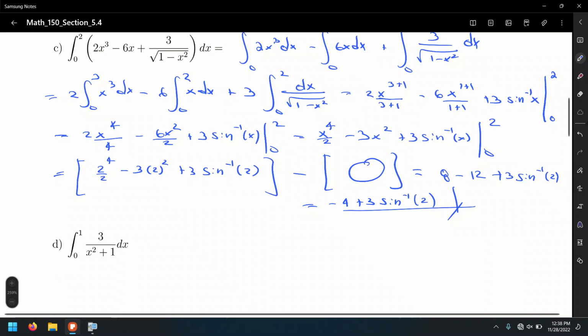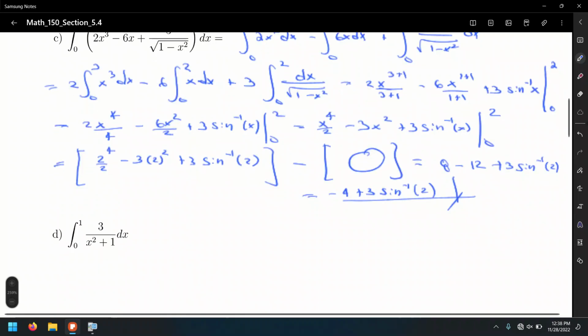Okay. Let's look at one more example here. So that's the integral from 0 to 1 of 3 over x squared plus 1 with respect to x. So what I would do first is take out the 3 outside of the integral and leave the form x squared plus 1 and write down the limits from 0 to 1. And let's see if we have a form that can help us get the integral of this.